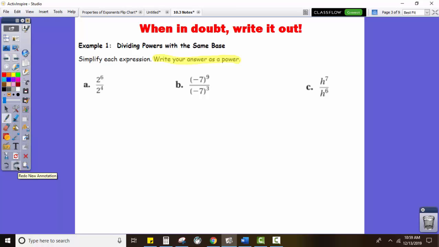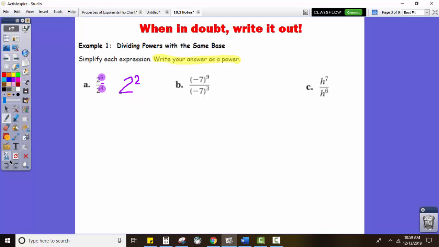So for A, you have 2 to the sixth divided by 2 to the fourth. So I look at my exponents. Since the base is the same of 2, I have an exponent of 6 and 4. I subtract them. 6 take away 4 is 2, so my exponent is 2. I have 2 to the second power. And I'm going to leave it like this. It says write it as a power, so I don't need to say equals 4.